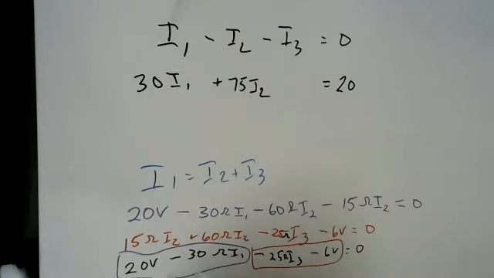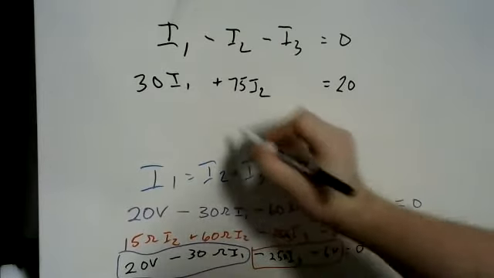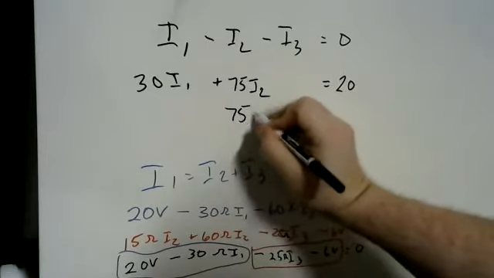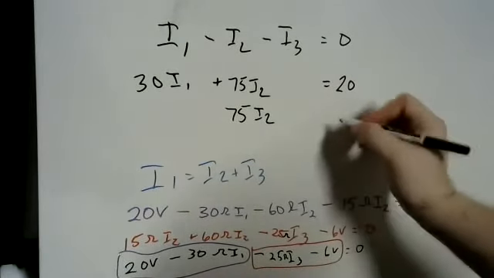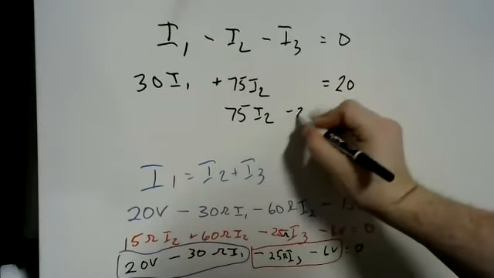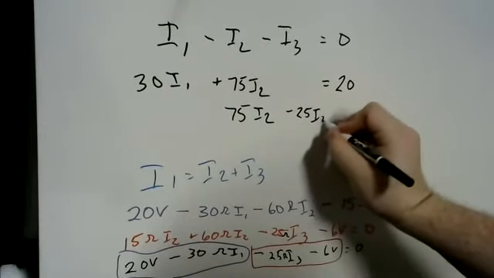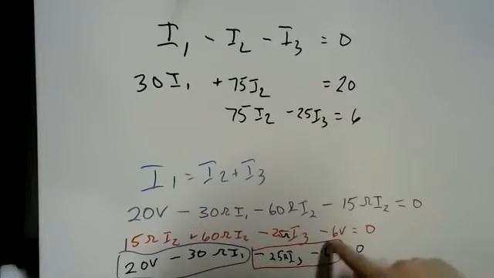And in the red equation, we're not going to work with this fourth equation because it's too many. We're going to write this one out. And so the I2s will add up. So we'll have 75 I2. We won't have an I1. And we'll have minus 25 I3 equals 6. The 6 goes over to the right. I'm going to pause again.